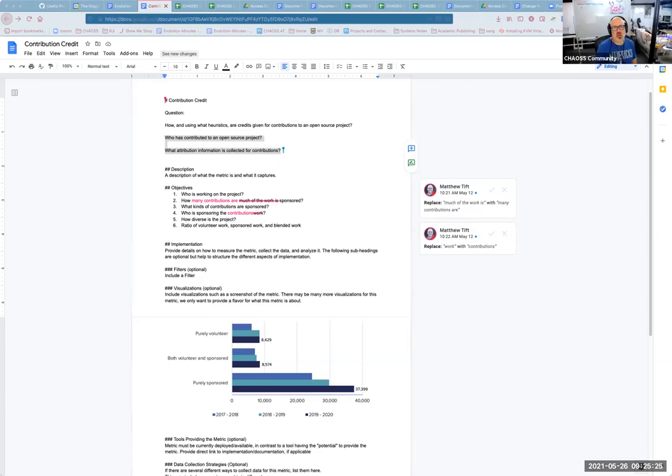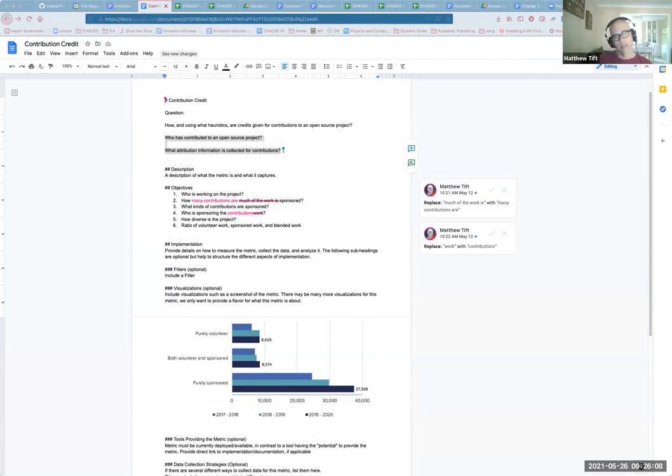So we already have metrics that tell you who did what, basically. And so this is a metric for how a project gives you credit, like recognizes you with credit. And so I think that's distinct, right? Kevin? So the metric is, what are the methods that projects use to give people credit? Right. Or is the metric contribution credit?